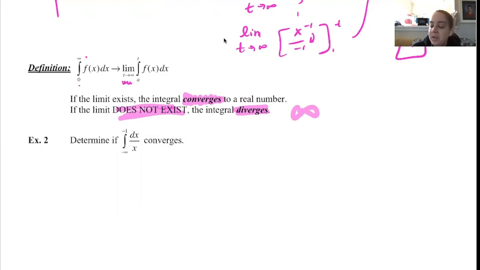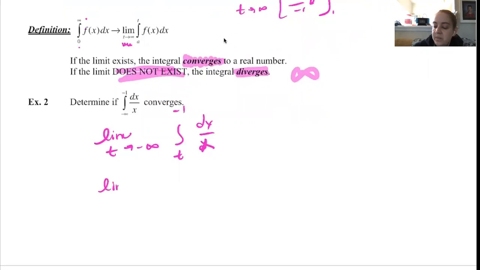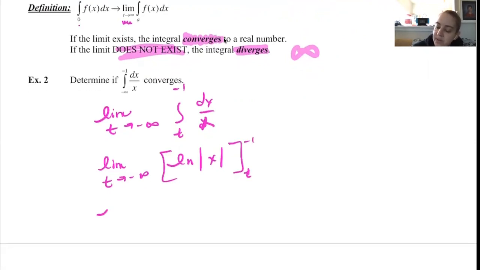So example 2, determine if this integral converges. So write it as a limit problem. The limit as t approaches negative infinity, t to negative 1 of dx over x. If we integrate dx over x, we've done this one enough by now, we know that that's natural log. The natural log of the absolute value of x between t and negative 1. So now we're going to put those values in. The limit as t approaches negative infinity, natural log of the absolute value of negative 1 minus the natural log of t.